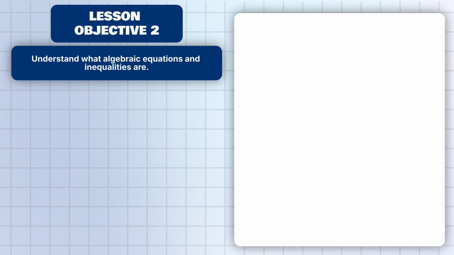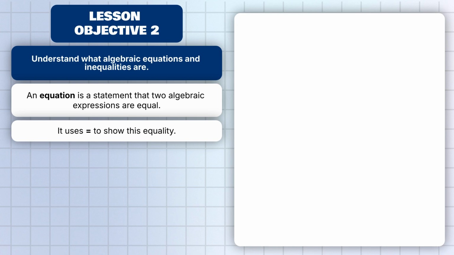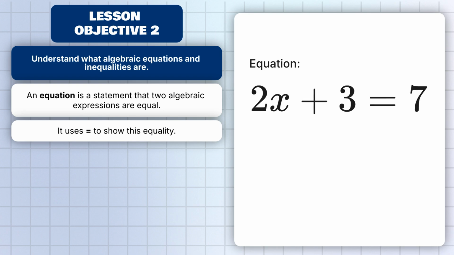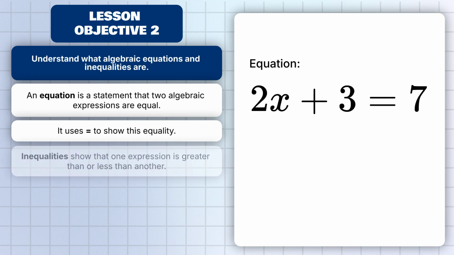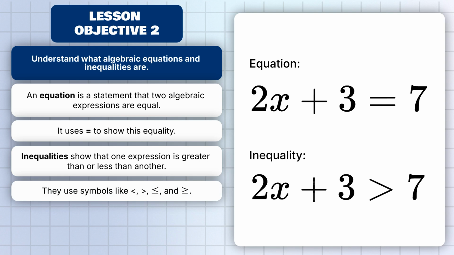Next, we move on to equations and inequalities. An equation is a statement that two algebraic expressions are equal. It uses the equal sign to show this equality. For instance, 2x plus 3 equals 7 is an equation. To solve it, we find the value of x that makes the equation true. Inequalities, on the other hand, show that one expression is greater than or less than another. They use the following symbols. For example, 2x plus 3 is greater than 7 is an inequality. Both equations and inequalities help us describe and solve problems involving relationships between different quantities.